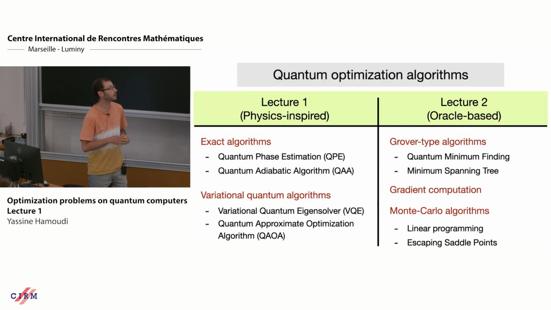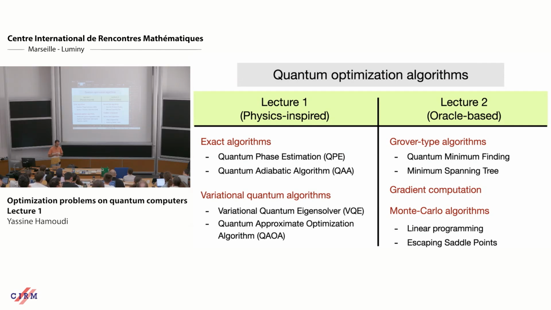So this is the plan for the two lectures. The goal is to present you some of the most representative techniques in quantum optimization, without going into too many details, just presenting you the high-level ideas. Today it's about physics-inspired optimization techniques. If you have a physics background, you should be able to follow that quite easily. We'll cover both exact algorithms and more heuristic algorithms, like variational algorithms in particular.